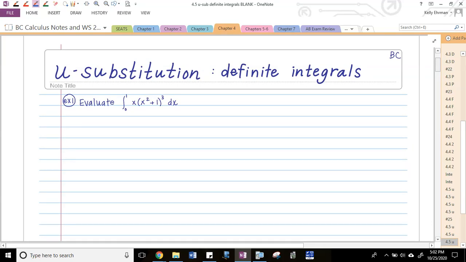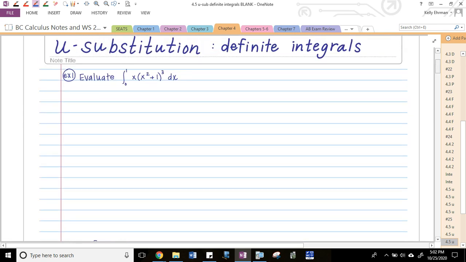So today we're going to look at u substitution with definite integrals, and the actual integration process is not different. It's just what do we do with these bounds? So then you have two options here.